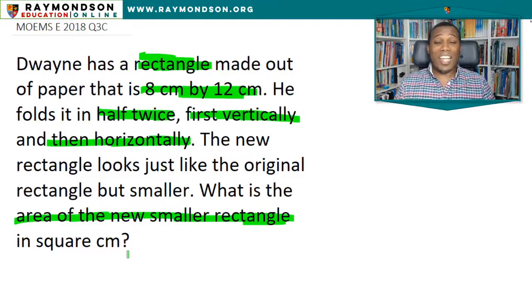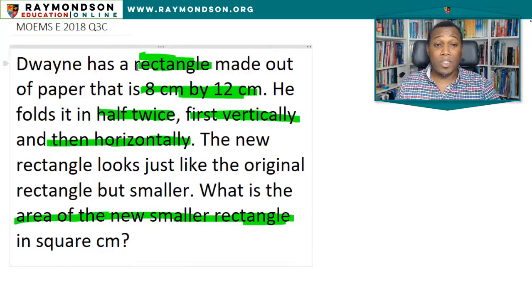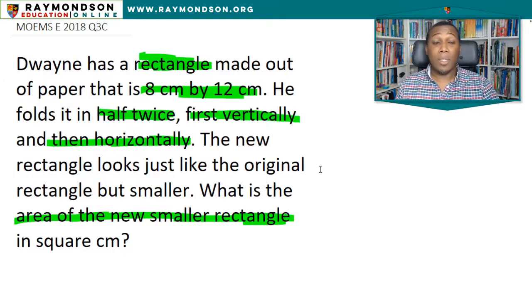So I've highlighted the key information. That's the strategy you want to be using, because a lot of word problems are fluff. A lot of information like the name Dwayne doesn't matter who it is. This whole question could have just started with a rectangle. Even that it's made out of paper, all of those things are just fluff. And you've got to identify what's the key information needed to make a mathematical model. Take a real life problem, create a mathematical model.